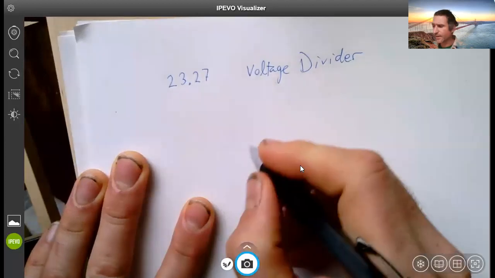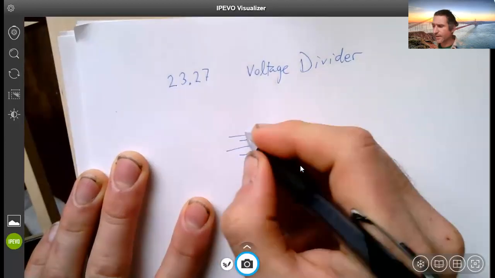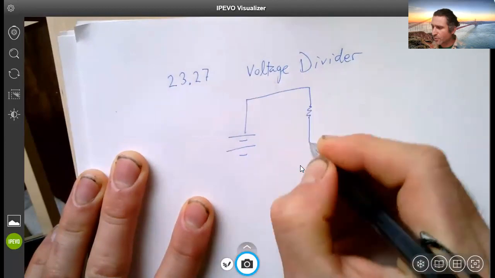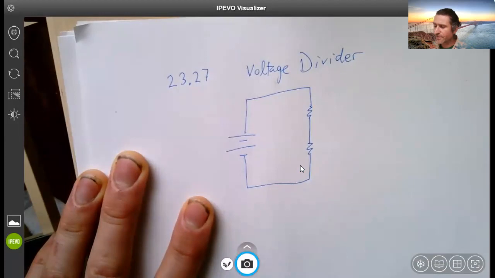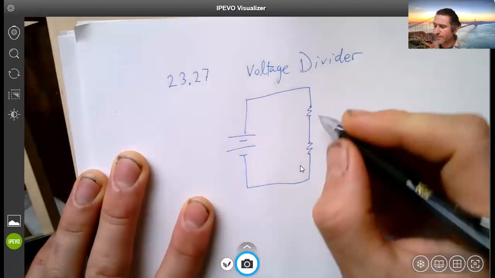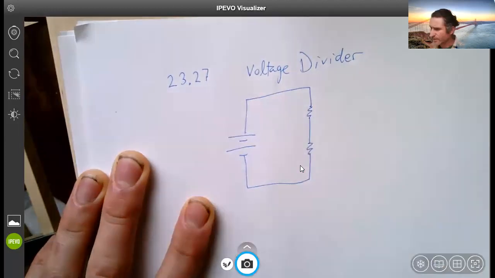And in a voltage divider, we usually have a battery and two resistors that are in, is this a series or parallel? This is series. And so, for example, let's say that... I'm sorry, I just realized that my notes were for the next one for the voltage divider. Okay, sorry, let me do it like this.